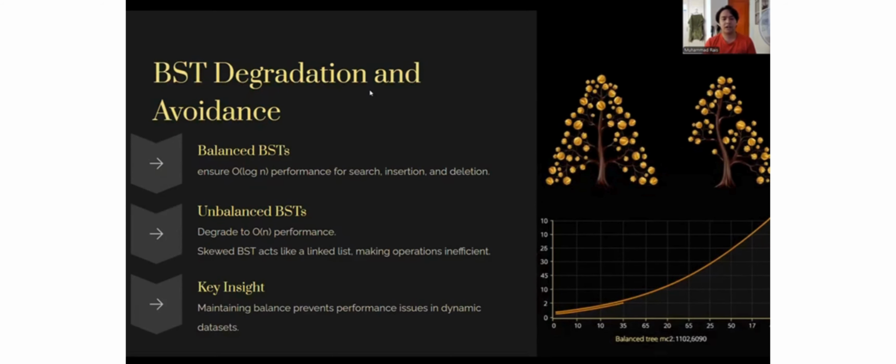Hello, everyone. I'll be discussing BST degradation and avoidance, focusing on how balancing affects performance. I'll also reflect on the usefulness of AI chatbots in understanding these concepts. A BST is efficient when balanced, allowing for O(log n) performance. But if unbalanced, it can degrade to O(n) performance, making operations slow.